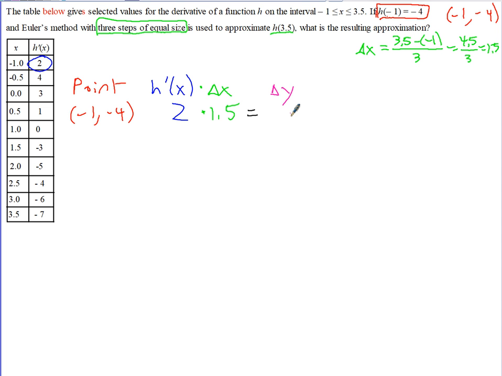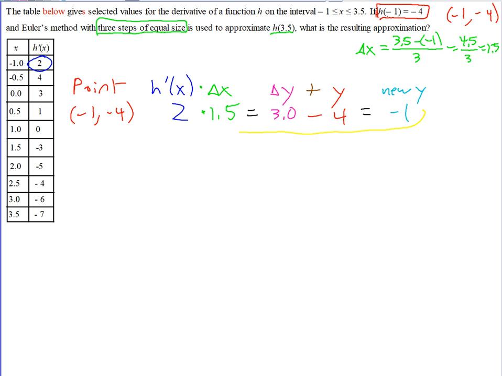Change in the y, which is in this case our function h, is 2 times 15 is 30, so 2 times 1.5 would be 3.0, or 3. And then you add on the original y-coordinate, which in this case is -4, we had to this point. And that'll tell you, so this is how much the y-coordinate changes, plus where the y-coordinate was at that point, gives you the new y-coordinate. So 3 minus 4 gives you -1. So that's one time through Euler's method. And remember, it's 3 steps, so that means we're going to have to go through this process 3 different times.